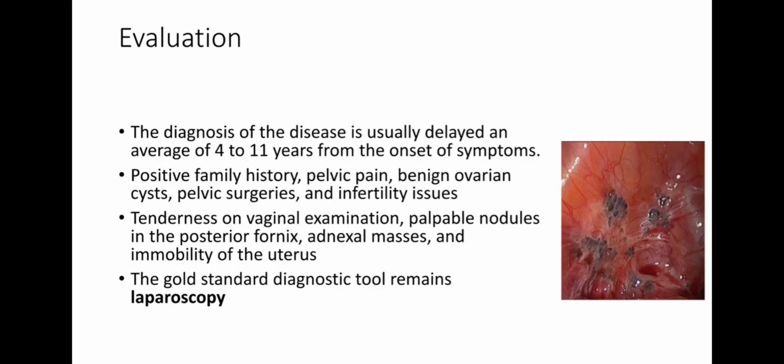Evaluation of endometriosis. The diagnosis of the disease is usually delayed for an average of 4 to 11 years from the onset of symptoms. This delay is attributed to the non-existence of a pathognomonic test or biomarker to detect the disease, but also to the diversity of symptoms that could be considered a physiologic response during menstruation, such as pain and discomfort, and also to the wider range of reported symptoms that overlap with other GI or gynecologic causes.